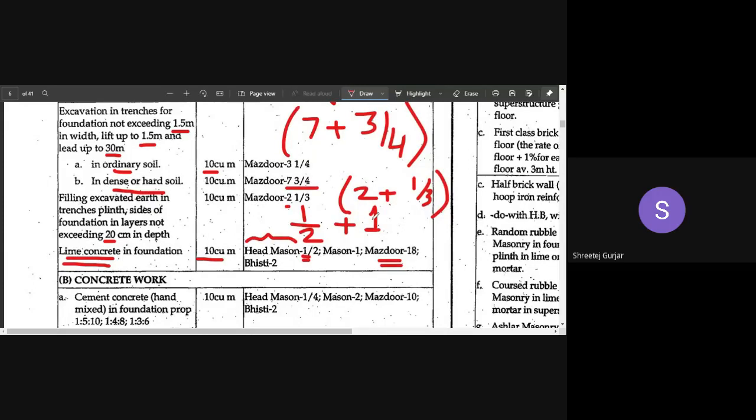And what is a Bisti? Do you know who is a Bisti? What particular work is done by a Bisti?